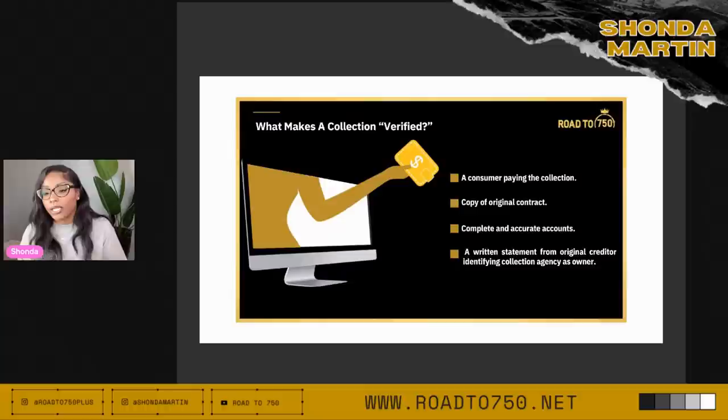The last thing that will make a collection considered verified is a written statement from the original creditor identifying the collection agency as the owner. Let's talk about this one, because a lot of you guys sleep on it. If you are challenging a collection and you receive a response in the mail on the company's letterhead, with their logo at the top, the words will differ, but the gist is that this collection agency is the owner of the account, or that a company like Mill and Funding purchased the account and has full legal rights to it. If the original creditor sends you a letter like that, then that account is considered validated.